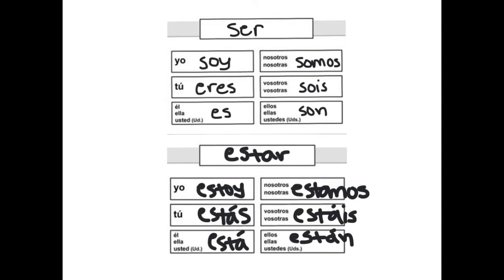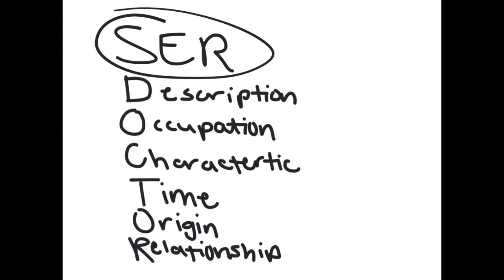So these are the ser conjugations, just a review from the video we did before. It's yo soy, tú eres, él es, nosotros somos, vosotros sois, and ellos son. And then here are the estar conjugations. We haven't done a whole video on it, but it should be review from your actual class. The estar conjugations are yo estoy, tú estás, él, ella, usted está, nosotros, nosotras, estamos, vosotros, vosotras, estáis, ellos, ellas, ustedes, están.